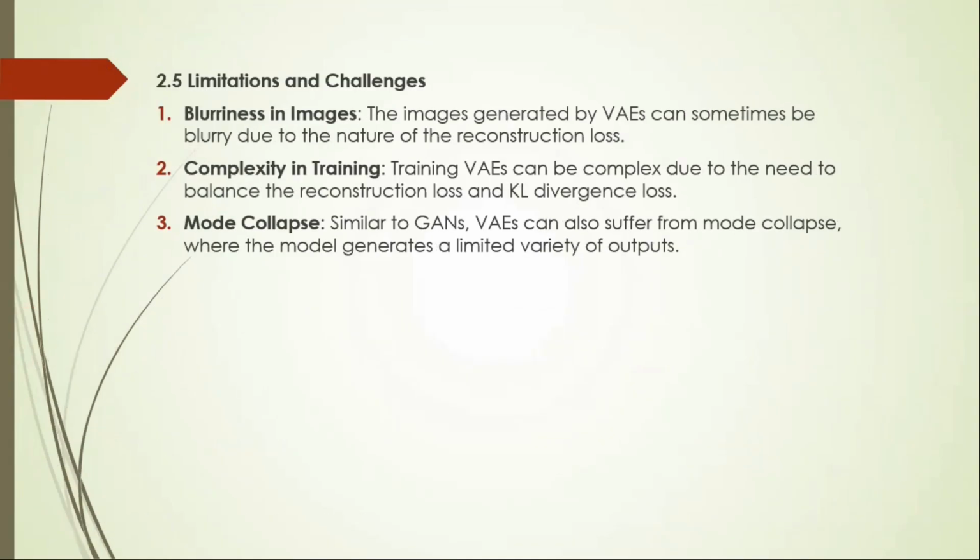So what are the limitations? Why does this model still have some limitations? Now the limitation is, if the input image blurriness is very high, it cannot reconstruct it. Okay. If the complexity in the training set is also very high, it cannot balance and restructure a good picture. Okay, and finally, there is a concept called mode collapse. Now, similar to GANs, VAEs can also suffer from mode collapse, where the model generates a limited variety of output.